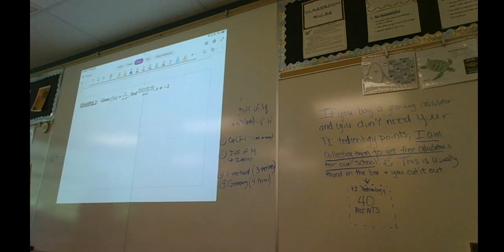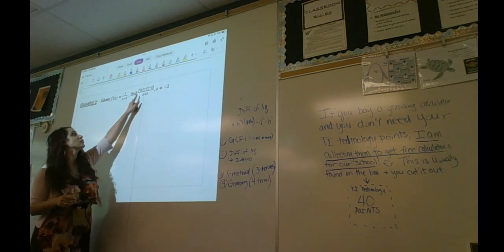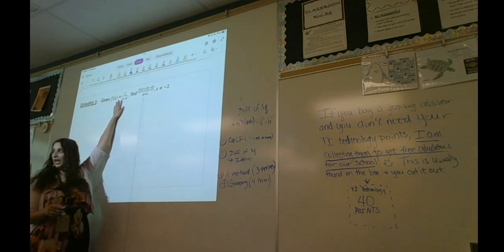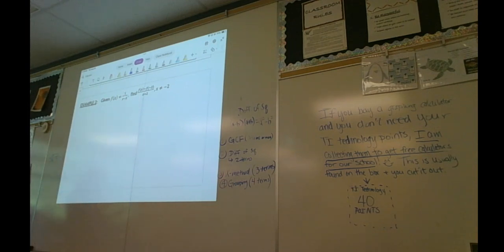Given f of x, is that fine? This mess. f of x minus f of negative 2, all over x plus 2, where x cannot equal negative 2. Okay, so take it one step at a time. You're asked to find this. I'm saying find f of x, so you should write f of x. Write exactly f of x.